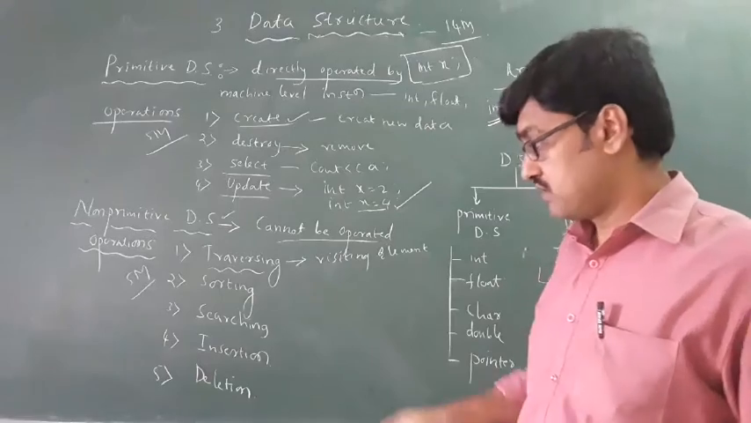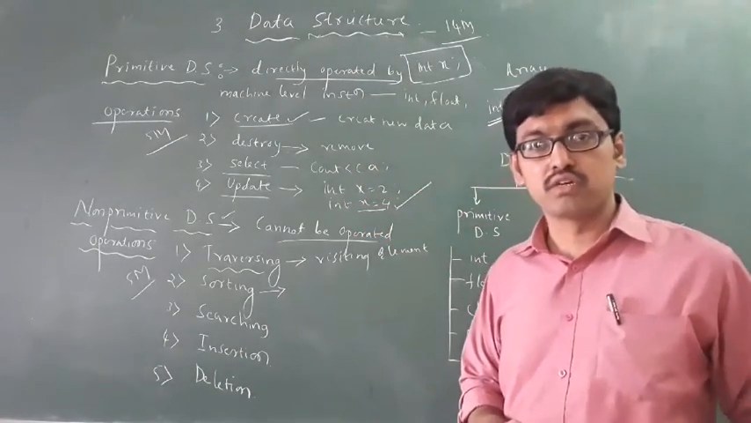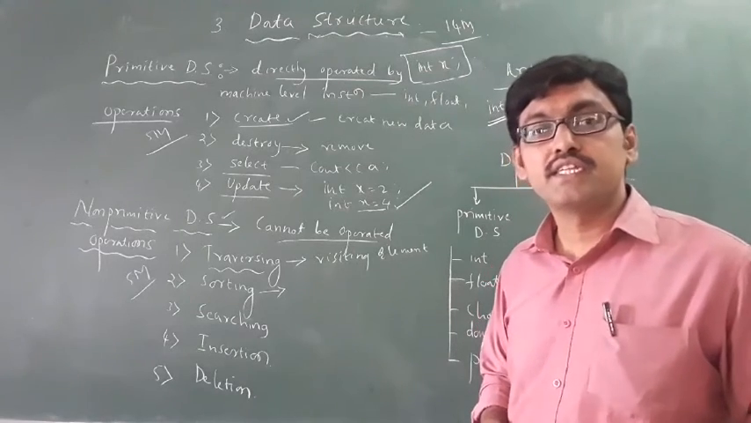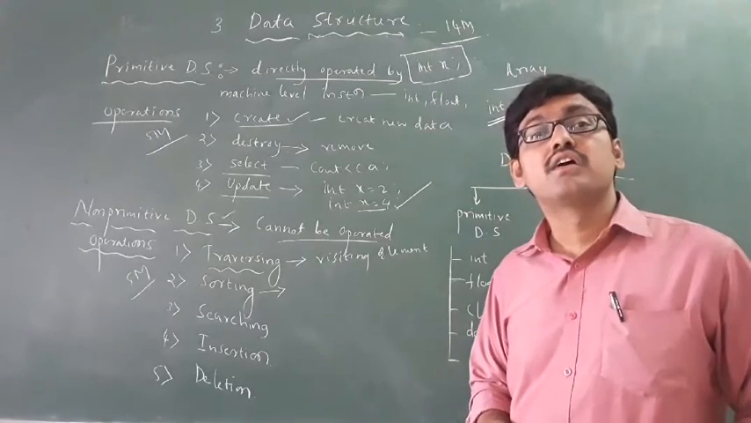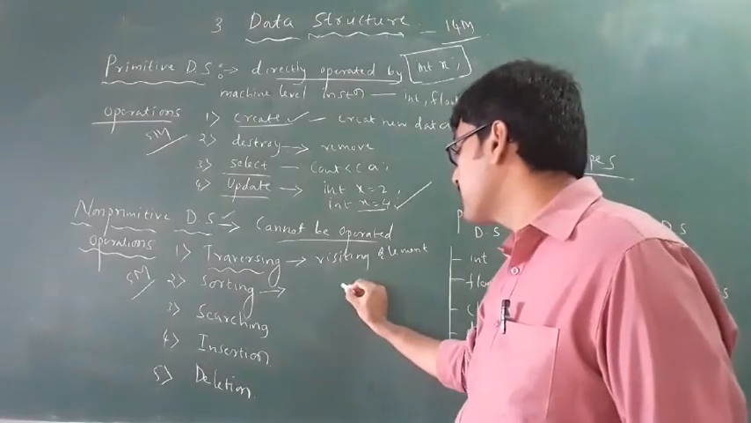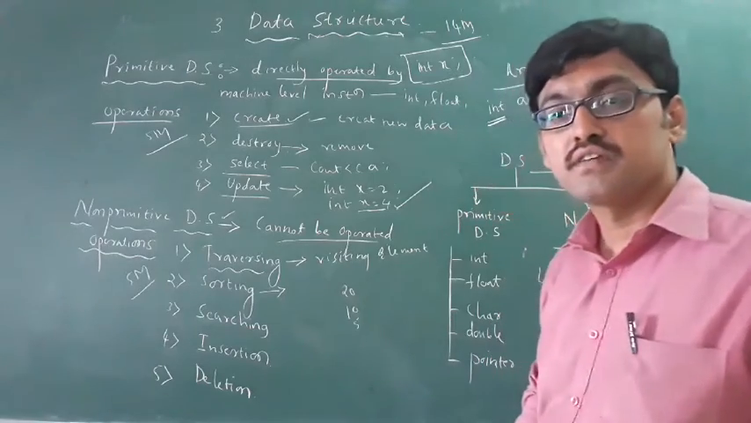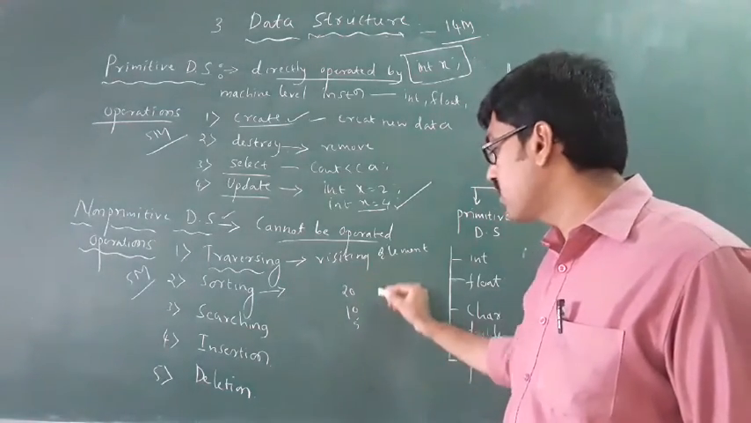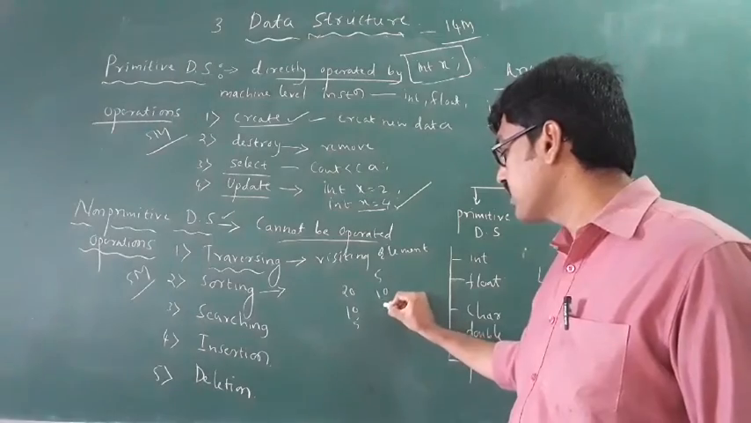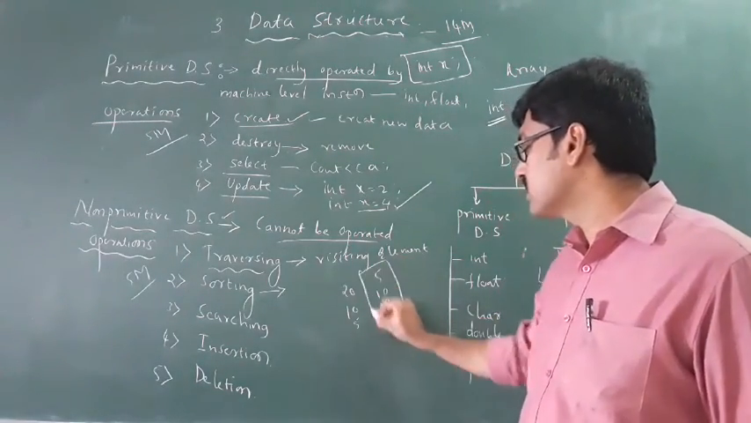Then the second one is sorting. You know already, sorting is nothing but arranging the elements in ascending or descending order. For example, I am writing 20, 10, then 5. How to sort this element in ascending order? First 5 comes, then 10, then 20. This is called sorting.